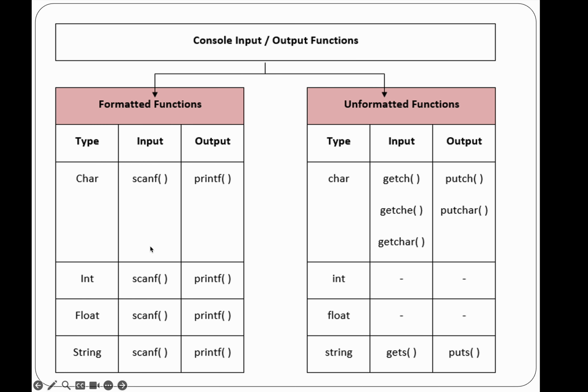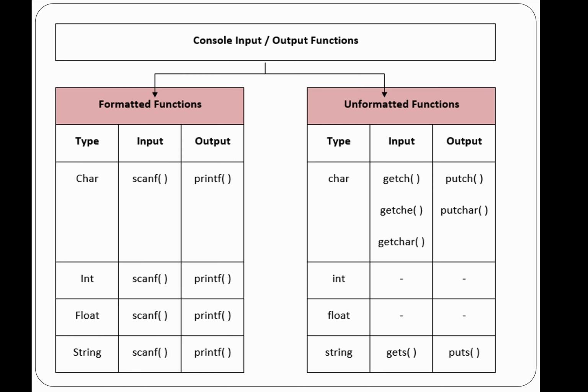So look at this: for integer, float, string, character, if you use an input statement such as scanf and an output statement such as printf, and you have some control to format the input and output, then it comes under formatted. Unformatted means I don't have any control, I just print the character and print the string. That is why character and string are supported in the unformatted functions.